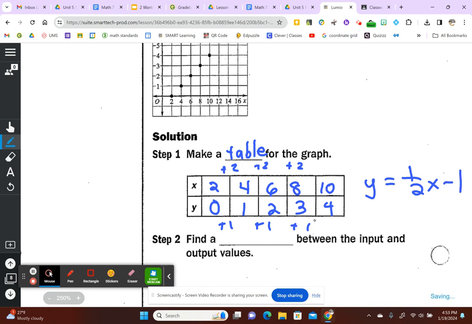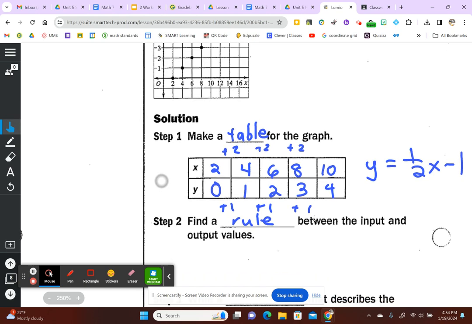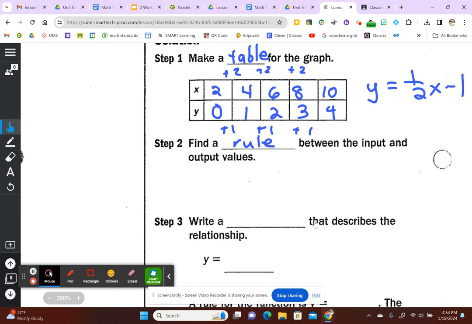So I found a rule, and let's see if my rule works. Well, half of 2 is 1, minus 1 is 0. Half of 4 is 2, minus 1 is 1. Half of 6 is 3, minus 1 is 2. Half of 8 is 4, minus 1 is 3. And so that does work for my rule.